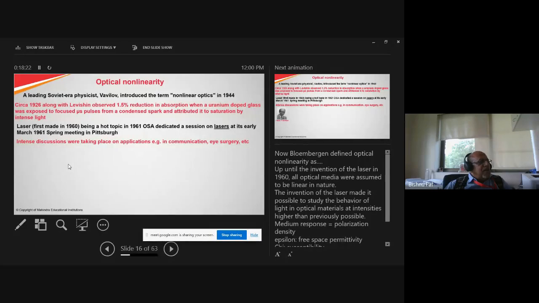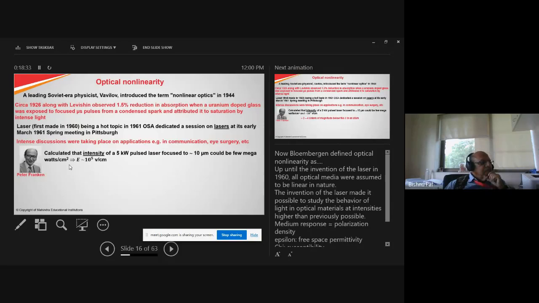But sitting in one corner, Peter Franken from Michigan State University was observing this discussion, but he was thinking of something else. He was calculating mentally that if he considered a 5 kilowatt pulse laser focused to 10 micrometers, it could generate megawatts per centimeter of electric field. We know that the electric field in atoms, which bind together a material, is of the order of 10 to the power 8 volts per centimeter.